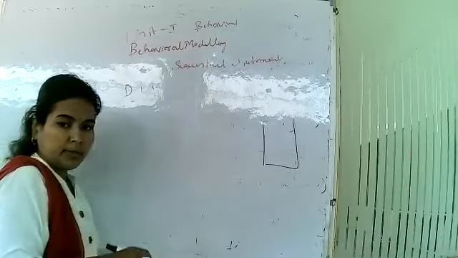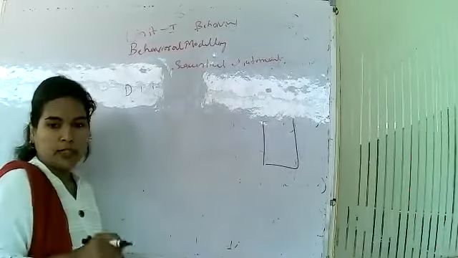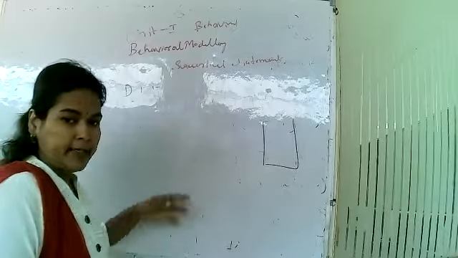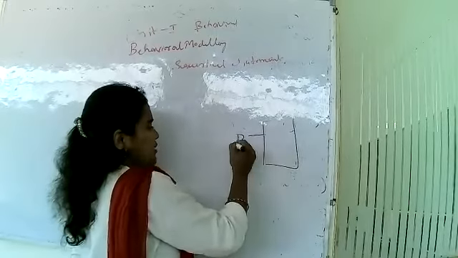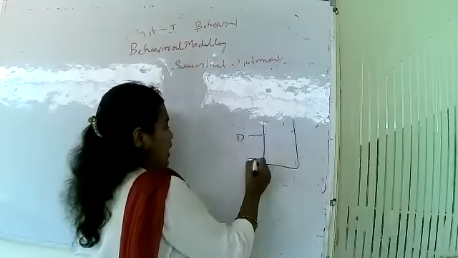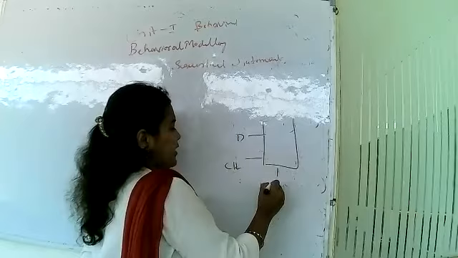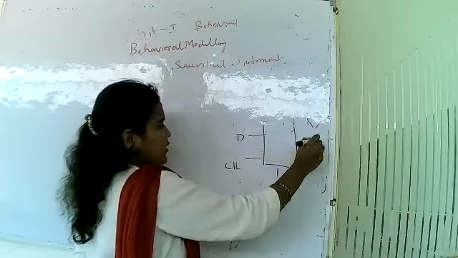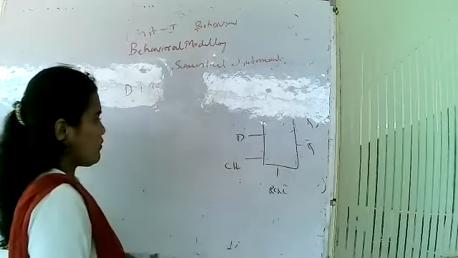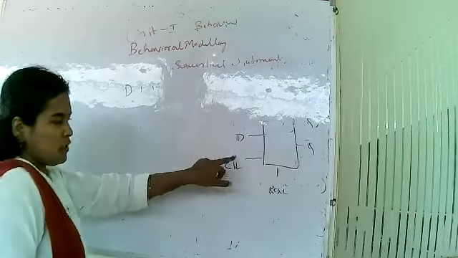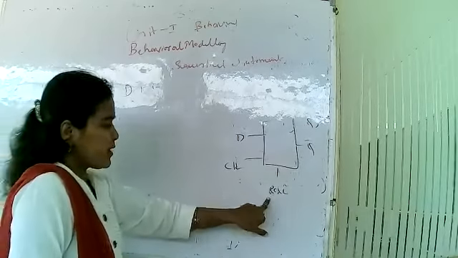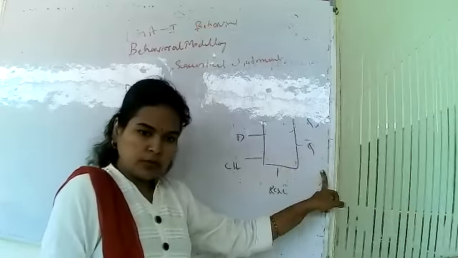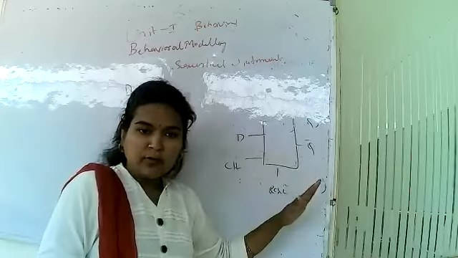In the previous lecture I talked about the D flip-flop. A flip-flop is a single memory element. It contains the input D, a clock and a reset, and Q and Q bar as outputs. This is the D flip-flop.